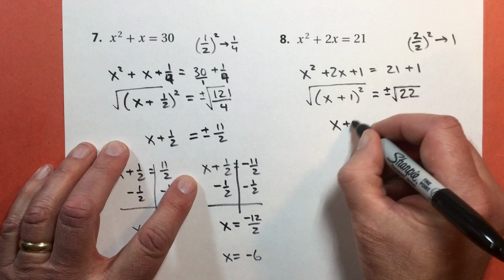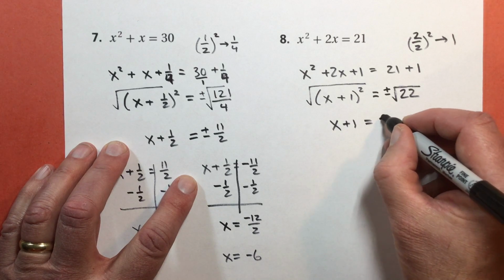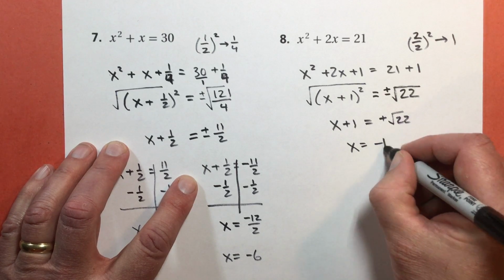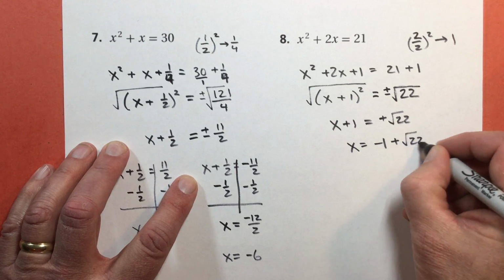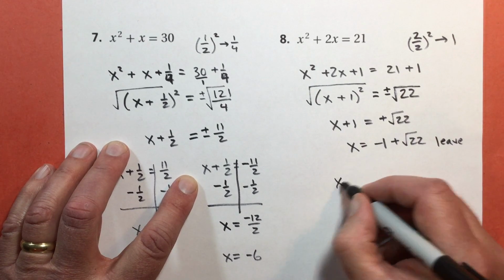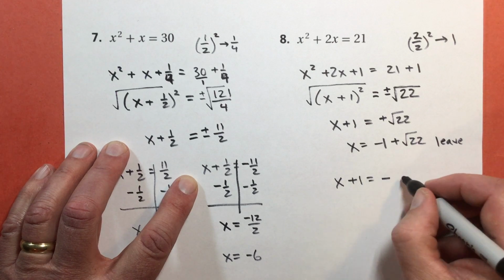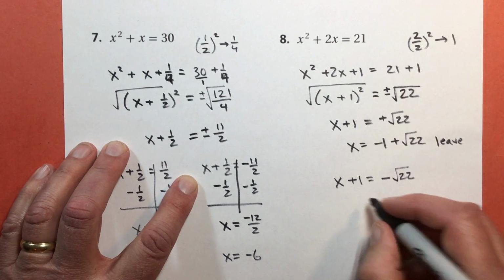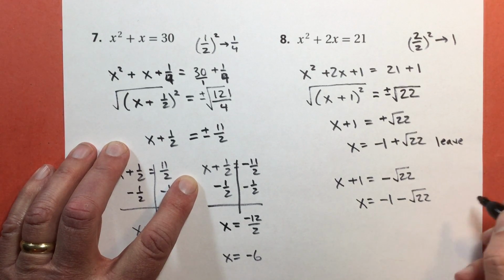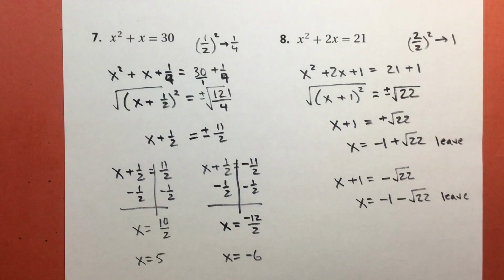So I get x plus 1 equals positive square root of 22. So x equals negative 1 plus square root of 22. And that's actually what we would do. We would leave it. The other equation is x plus 1 equals negative square root of 22. So x equals negative 1 subtract square root of 22. And of course we would leave that too. I was just a little confused why they gave us a square root that wasn't a perfect square, but maybe they expect us to do that at this point.